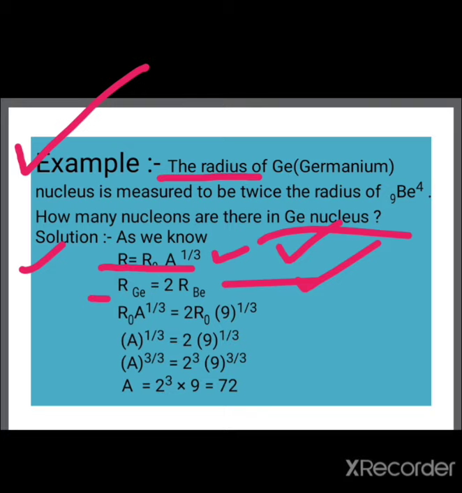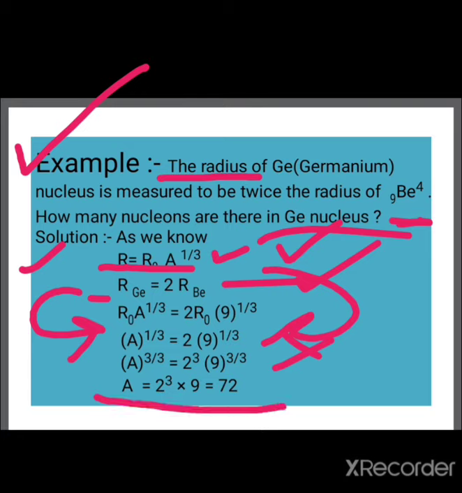According to the formula, we put the values on both sides, for germanium as well as for the barium atom. After putting the values, and we know from the question that the value of A for barium is 9, after solving these two equations we got the value of A as 72. So the number of nucleons in the germanium nucleus is 72. That's our answer.